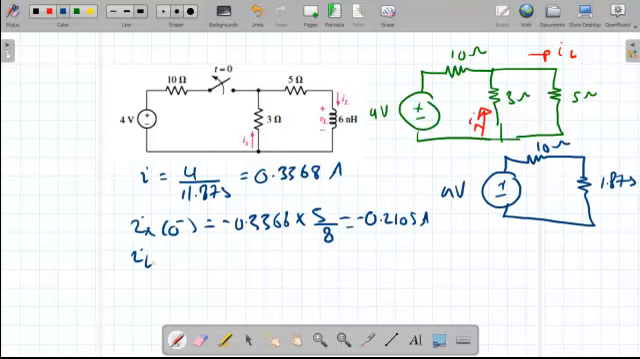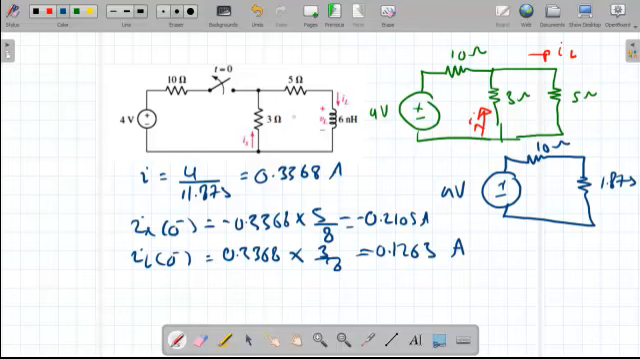IL0 minus is in the same direction as I. So we just say 0.3368, but we apply current divider, so the current in the inductor equals this current times 3 over 8, so it equals 0.1263 amp. Note that the voltage when the switch was closed will equal 0 because the inductor is a short circuit. So VL0 minus will equal 0 volt.